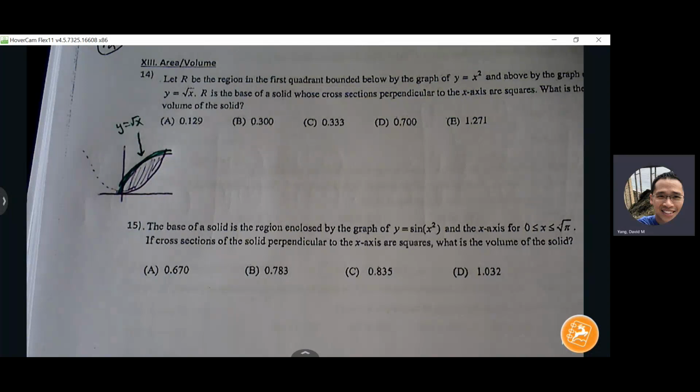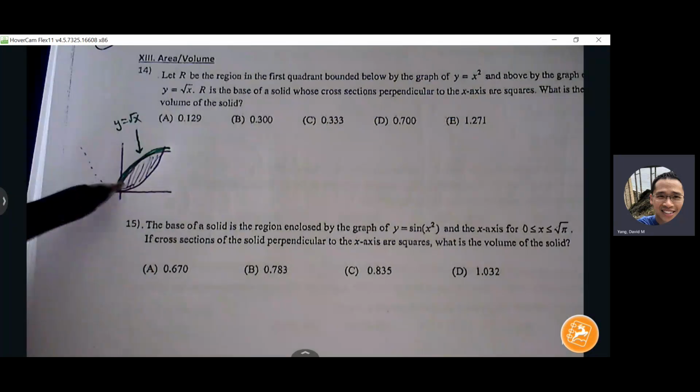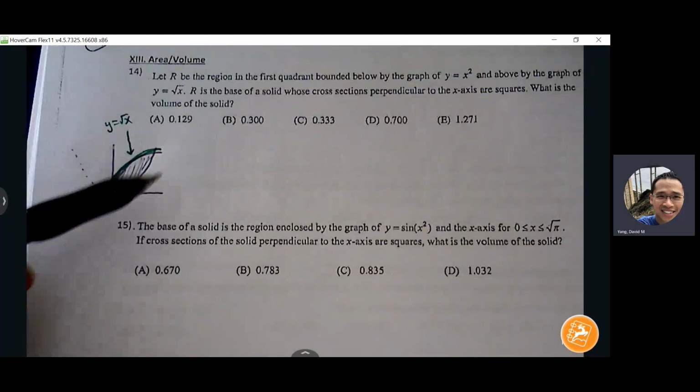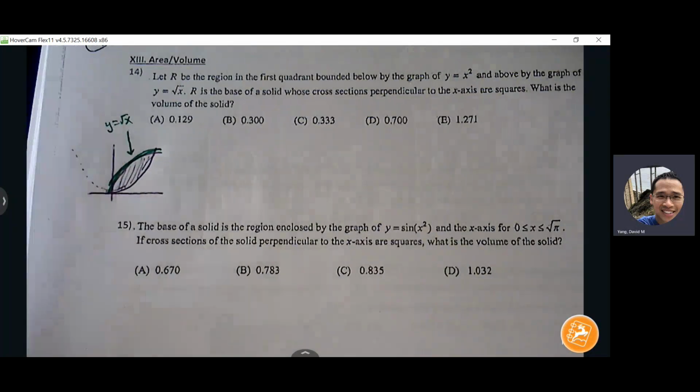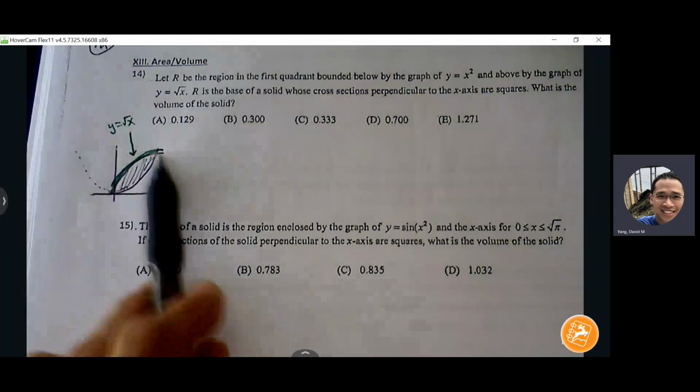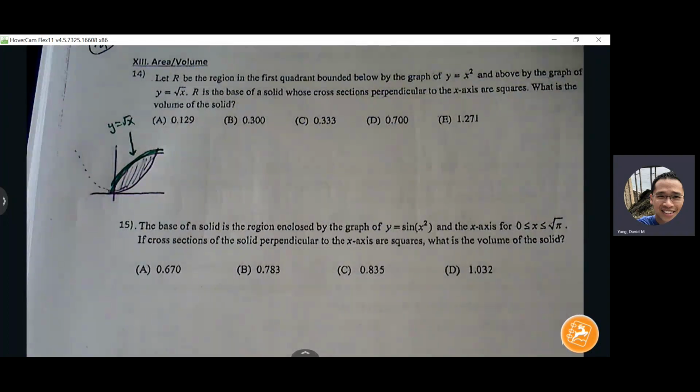Okay, R is the base of a solid whose cross sections perpendicular to the x-axis are squares. What is the volume of the solid? So we're not rotating around anything. We're actually building a shape, squares on top of this base. So this shape has no bearing. We're building squares that sit on top of that shape.